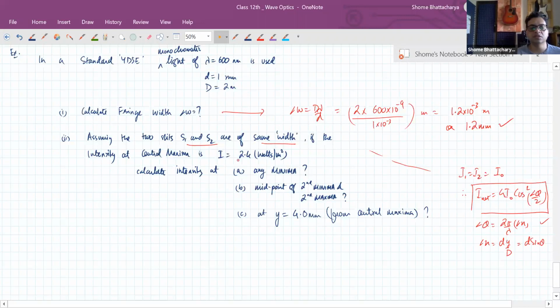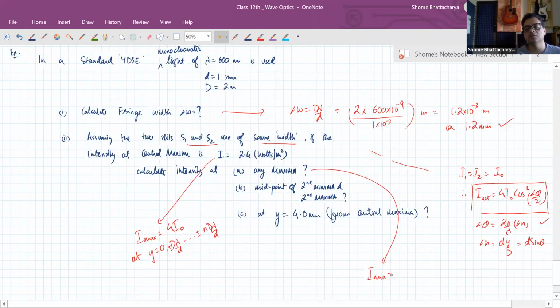Obviously you can see that this is going to be the maxima, and that is going to be 4 I naught at y equal to 0. But we also know that the minima will have an intensity of 0, and that will be at y equal to plus minus half of d lambda by d, 3 by 2, and like this.